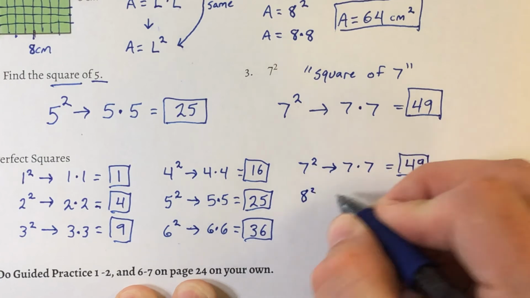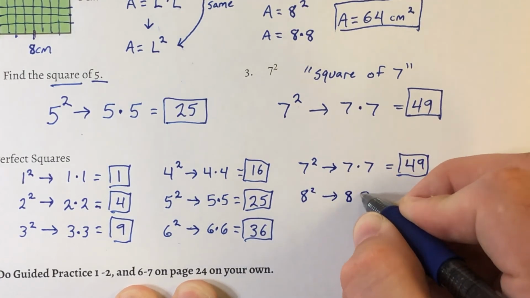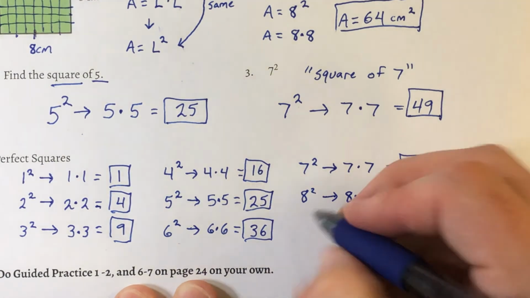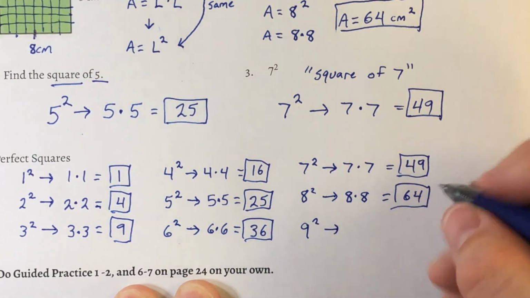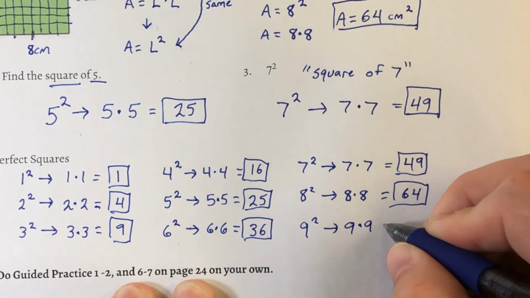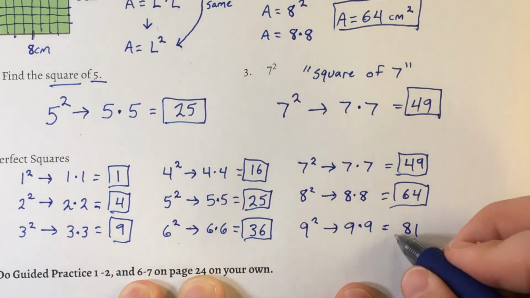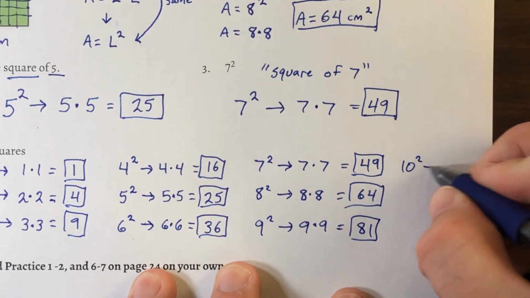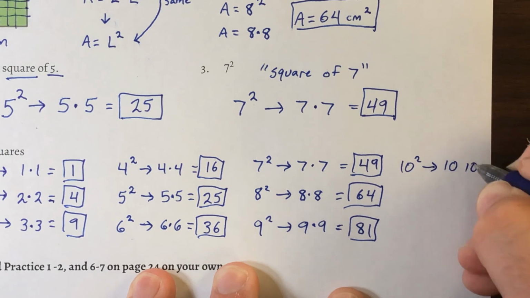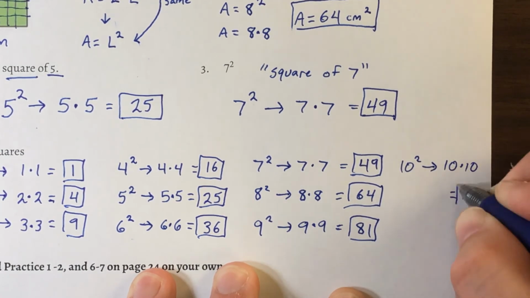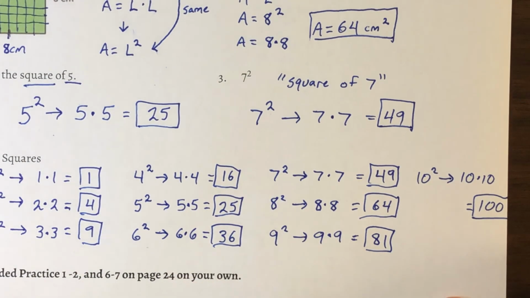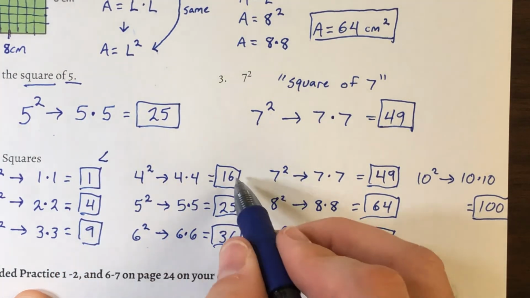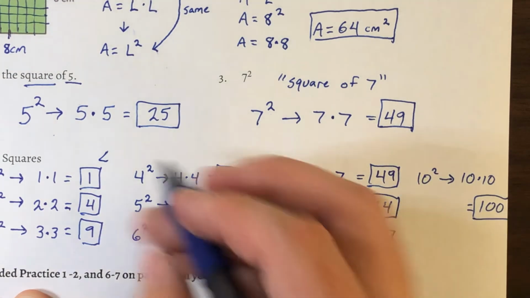8 squared, or 8 to the power of 2. That 2 tells you to write 8 2 times, multiply, and you get the 8th perfect square of 64. Couple more, 9 squared. That 2 tells you to write the base 9 2 times and multiply, and you get 81. And then the 10th perfect square, 10 to the power of 2, tells you to write 10 2 times and multiply, and you get 100. So the first 10 perfect squares are 1, 4, 9, 16, 25, 36, 49, 64, 81, and 100.